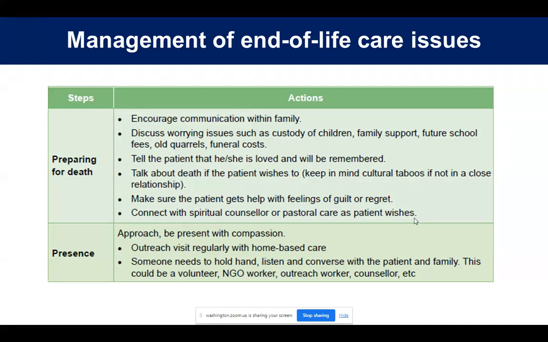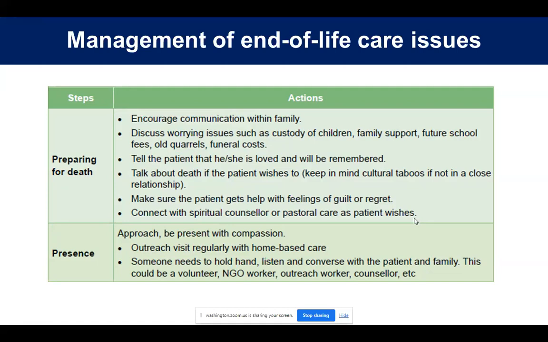Be present with compassion. Outreach, visit regularly with home-based care. Someone needs to hold a hand. If you have ever seen in an OPD someone just fall, you just hold his hand and get him up, he will say thank you. You have not applied any medicine to his wounds or anything else, but simply by holding his hand.